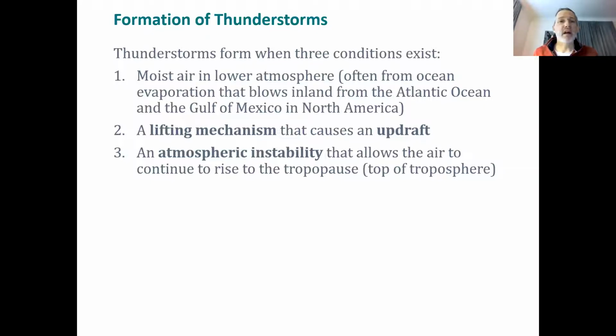And that is an updraft. And so we can have some uneven heating of the earth that can cause this updraft. We can have a cold front push this warm air up, something that's going to push that air up very quickly. And then finally, atmospheric instability. And so we'll talk about this instability here in just a second.